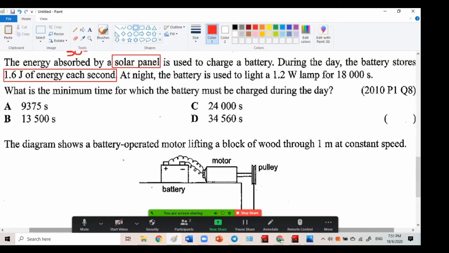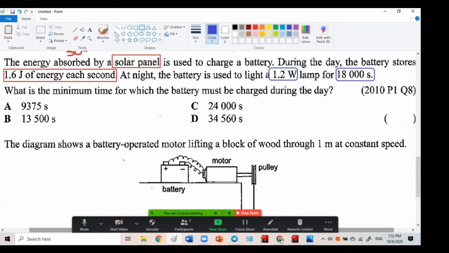You understand the question? The solar panel, as the sunlight shines on it, is able to store 1.6 joules of energy into its chemical potential energy battery. At night, no sun, electricity flows out instead of flowing in. It's used to light a lamp. Understand a lamp? Okay. So the lamp uses 1.2 watt for so many seconds.